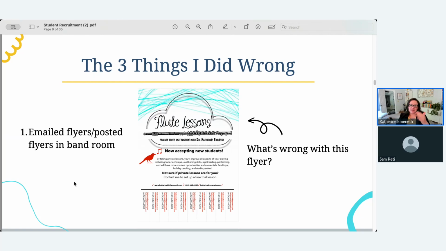And then lastly, the content of this is talking about things like tone, technique, auditioning skills, sight reading, performing, recitals, field trips, holiday caroling, and studio parties. So we're making the assumption that a 12-year-old knows what the word tone means, the word technique means, auditioning skills. What? I have to audition? That doesn't sound like fun at all. Sight reading? Oh, I hate sight reading. It's the scariest thing. Performing? I have to get up on a stage and play in front of everyone?